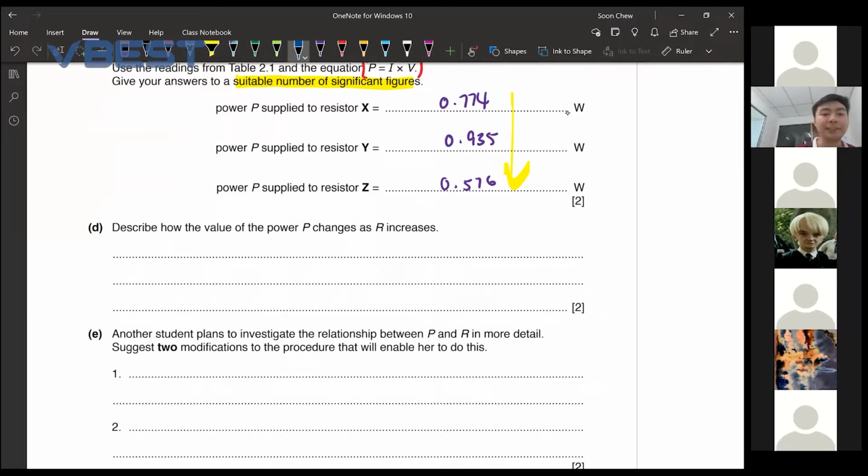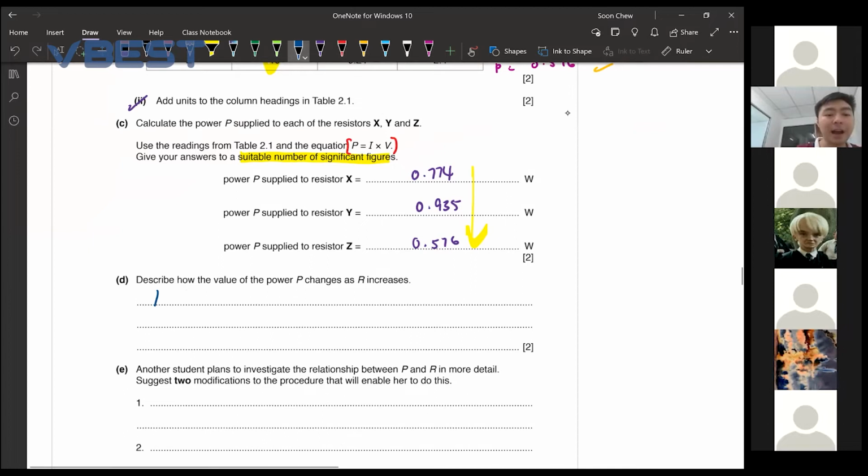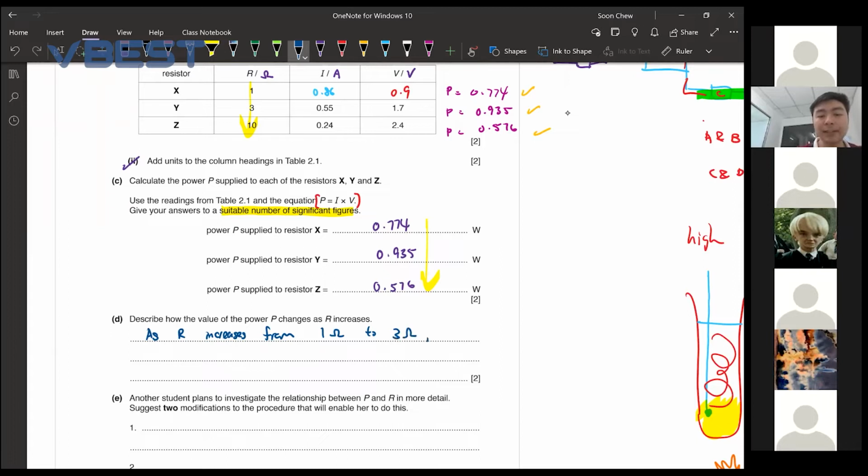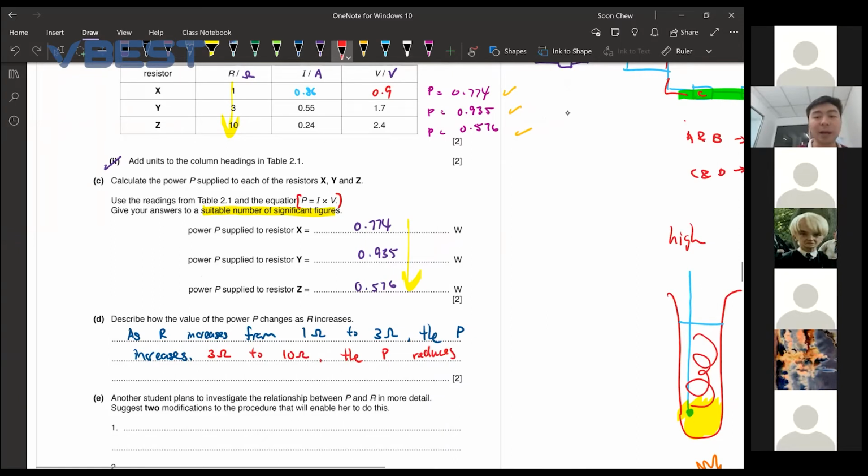Okay, so you can say that as R increases from X to Y, so X to Y is from 1 ohm to 3 ohm, you can say that the power increases. However, once we go from 3 ohms to 10 ohm, the power reduces. So we don't necessarily just have one relation. It's not just going up or going down. It could go up first and then go back down. So donkey, over here is exactly those types of questions.